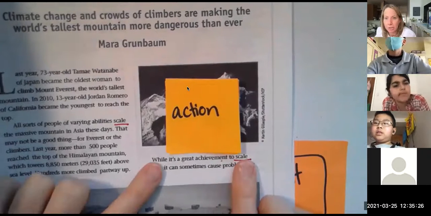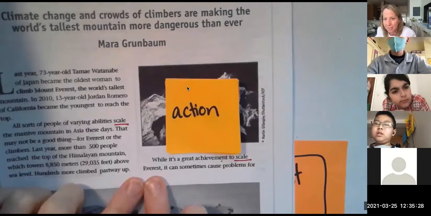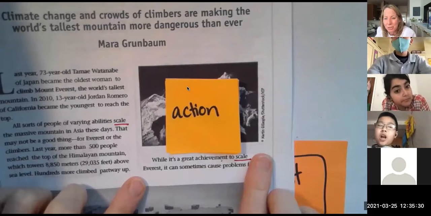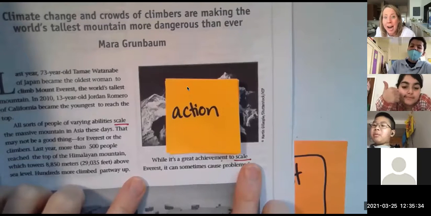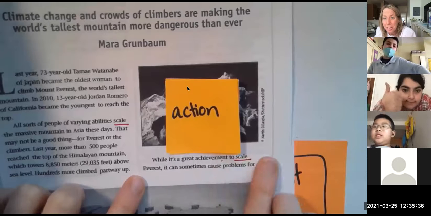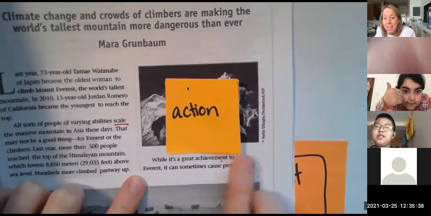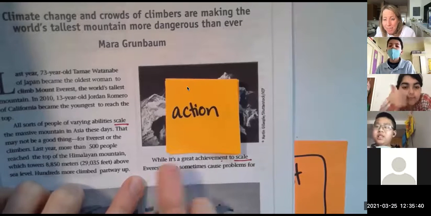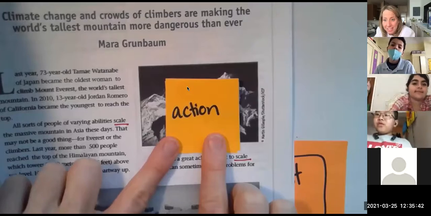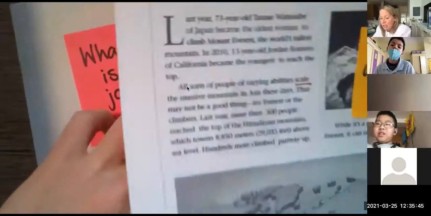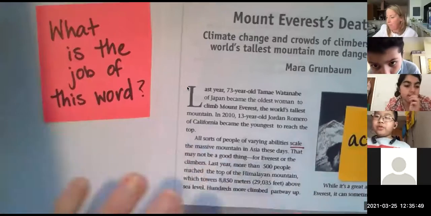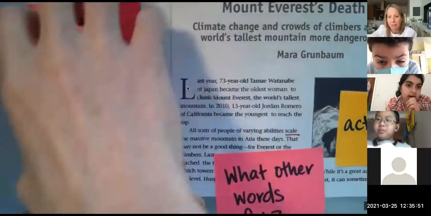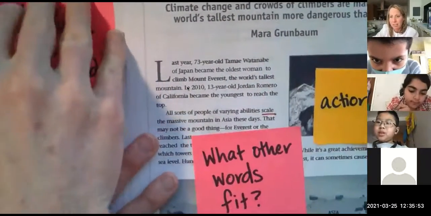Let's try action. Well, it's a great achievement to run up. Well, it's a great achievement to jump Everest. Well, it's a great achievement to walk Everest. Well, it's a great achievement to hike Everest. Well, it's a great achievement to climb Everest. What do you guys think? Is it an action? Yes, yes, climb. Did you see that it's not just an action? I thought of other words that would fit. What are like 3 words that could fit there? Let's say 3 words that could fit.